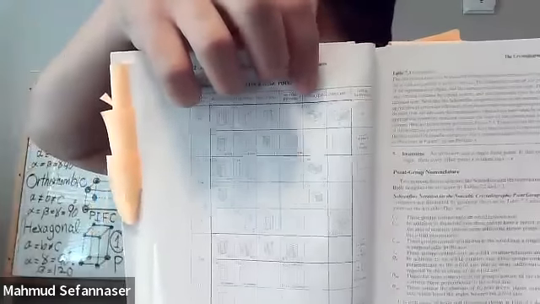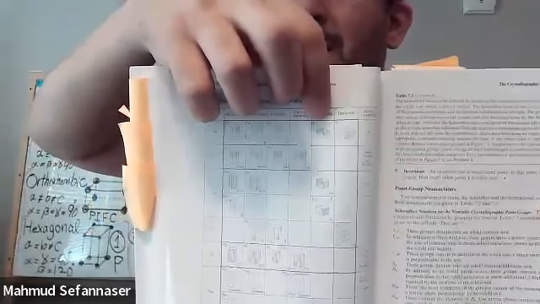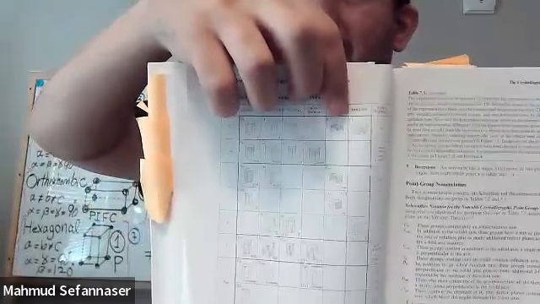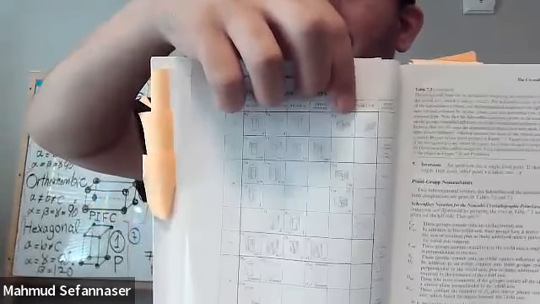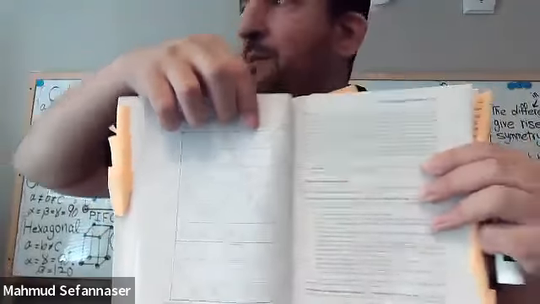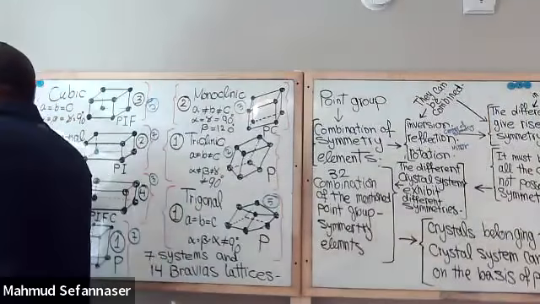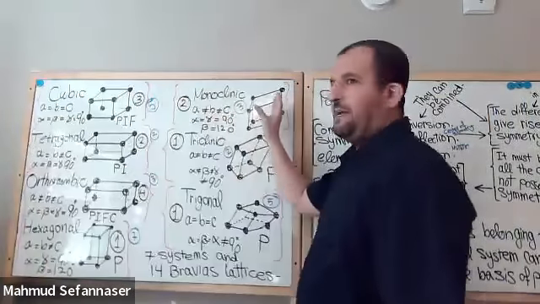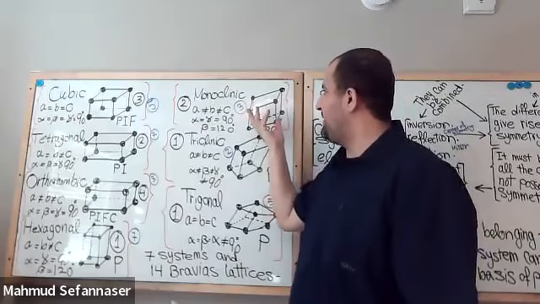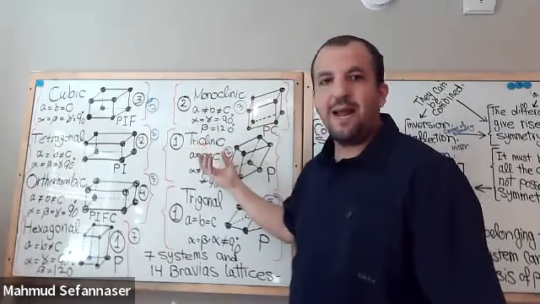You can see that A and B and C are not equal. Alpha is equal to gamma is equal to 90 degrees, and beta is equal to 120 degrees. So that's very nice. I did my best here to have it drawn in a simple way, so you can see that. We can come now to the triclinic.